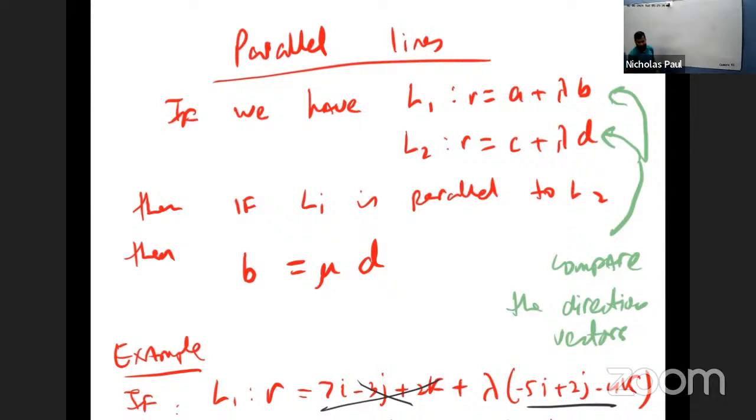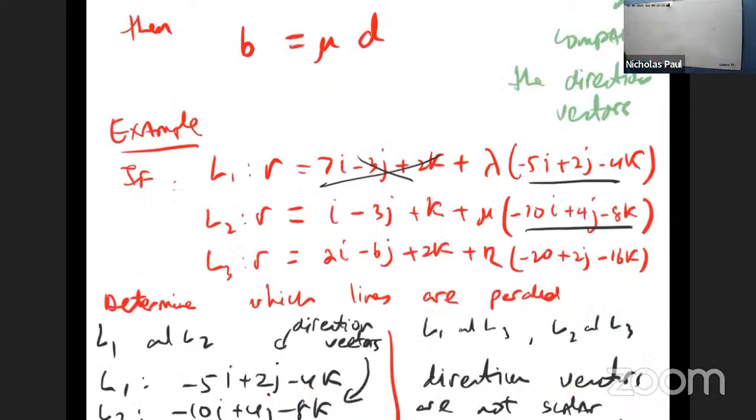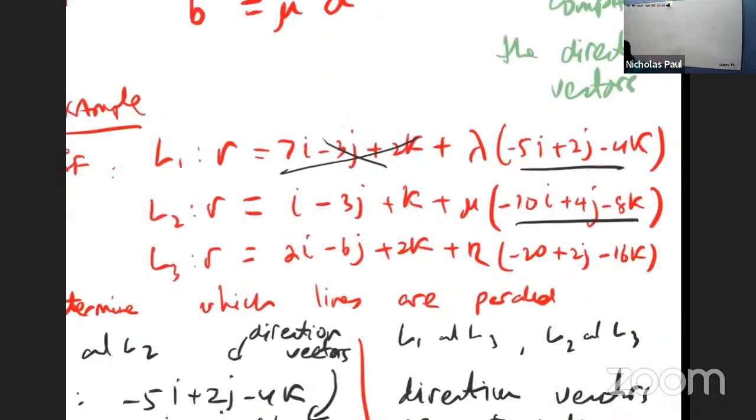All right. So how do we show vectors are parallel? We look at the direction vectors, right? So all you have to do is remember which ones to look at. So take a look at L1, L2, and L3. Which ones are parallel?